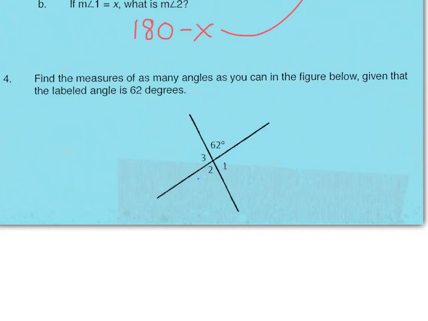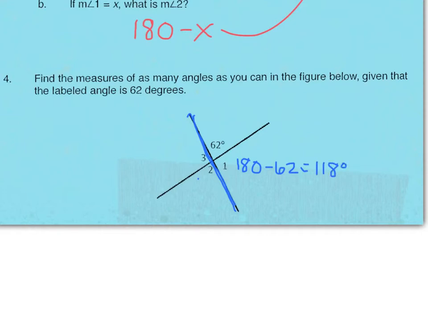Rachel, what do you think? You would have to do 180 minus 62 to find angle 1 because it's a 180 line. Yep, so we've got a straight line right here, right? So we could do 180 minus 62 for angle 1, which is going to be 118, is that right? Yes.